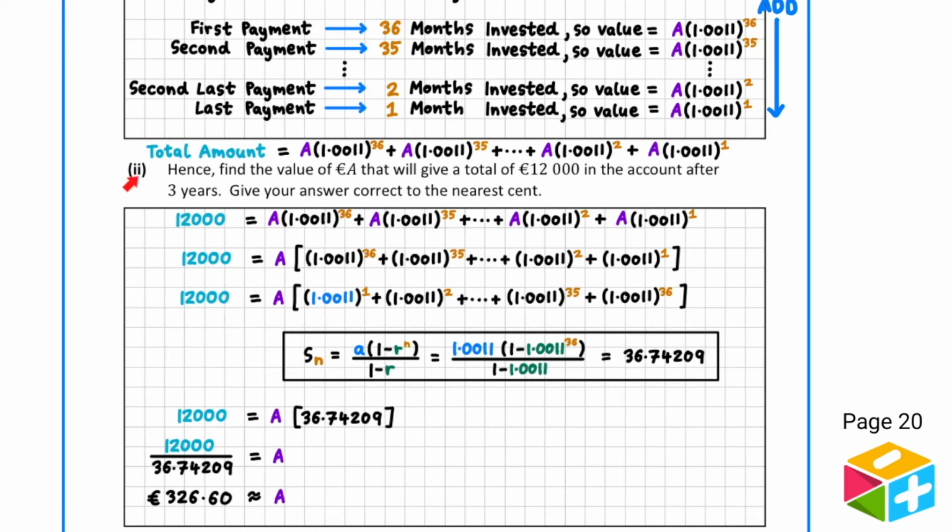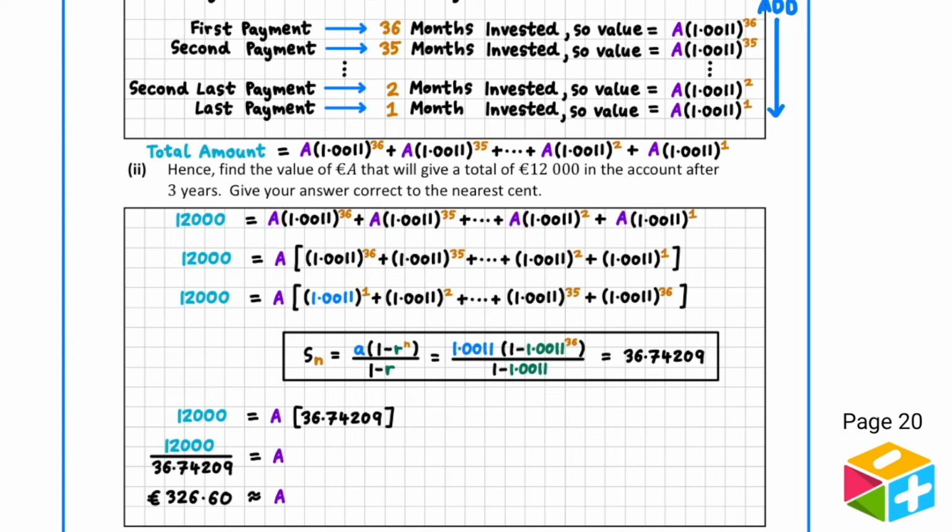In the next part of the question, we must find the value of A, which will give a total amount of €12,000 after the 3 years. To get started, we'll take the equation we found in the previous part of the question and replace the total amount with a target of €12,000. From here, we can factor out the common factor of A on the right-hand side.